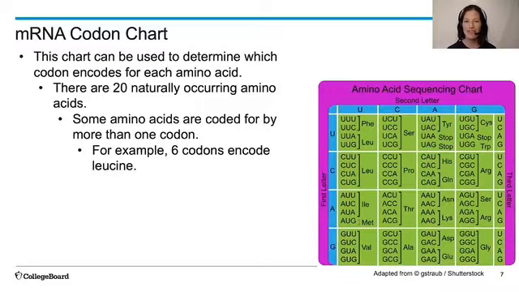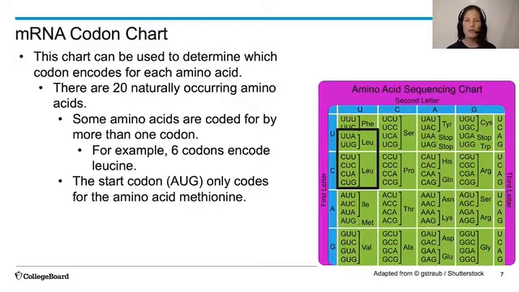To look at an example of that, let's take leucine. As you see with the box that just appeared, there are 6 different codons that code for the amino acid leucine. So there's some redundancy there. I also want to point out the start codon, because I mentioned that when we talked about initiation. That codon, AUG, only codes for the amino acid methionine. That's the only spot methionine appears, and that's one way that we know that it's that start codon.